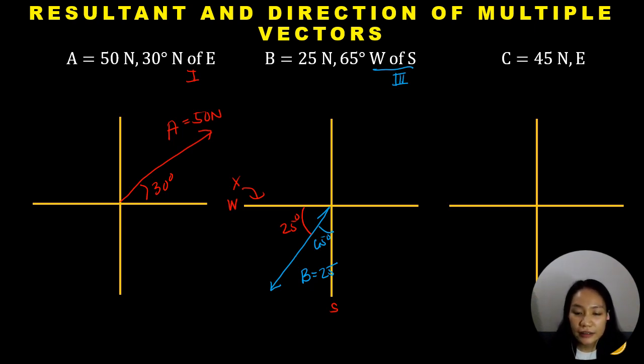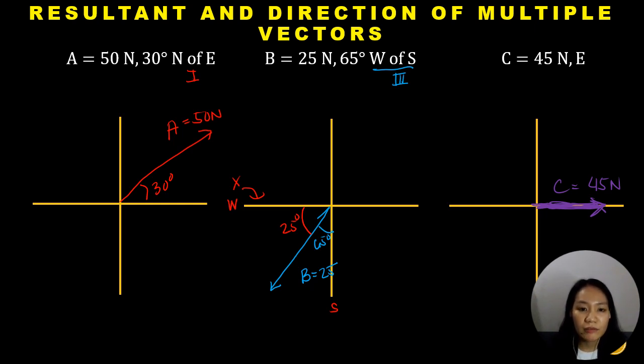Next, the third vector, vector C, 45 newtons east. So that's along the horizontal, not visible. But this arrow to the right is our vector C, which is 45 newtons. Now, it is important that you visualize the vectors in the Cartesian plane so that you can determine the signs as well of each component.